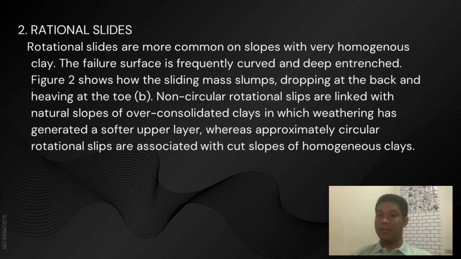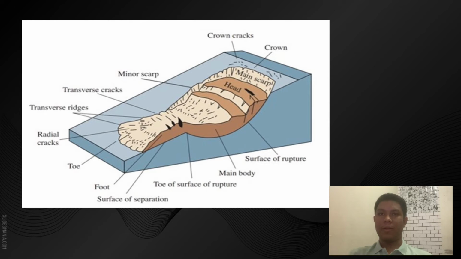Types of slope failure. Number 2 is rotational slides. Rotational slides are more common on slopes with very homogeneous clay. The failure surface is frequently curved and deep. Figure 2 shows how the sliding mass slumps, dropping at the back and heaving at the toe. Deep circular rotational slides are linked with natural slopes of over-consolidated clays in which weathering has generated a softer upper layer, whereas approximately circular rotational slides are associated with cut slopes of homogeneous clay. Here I put the picture, as you can see on the slide.